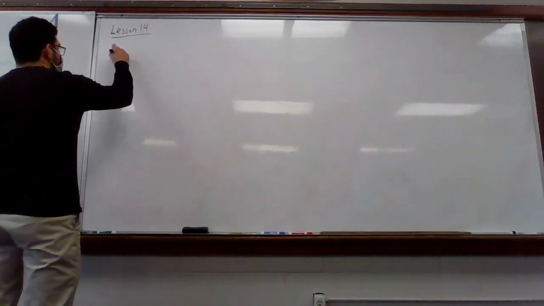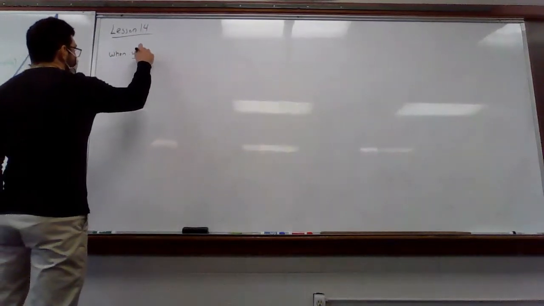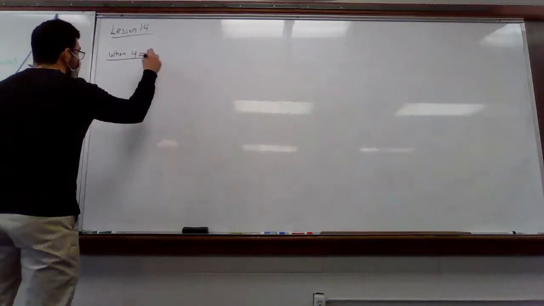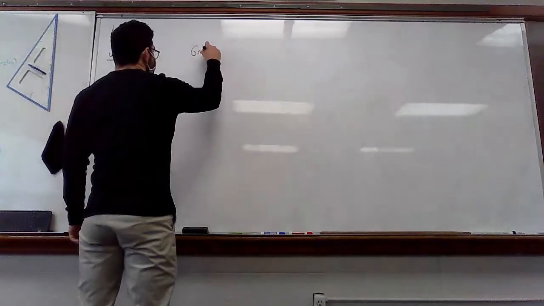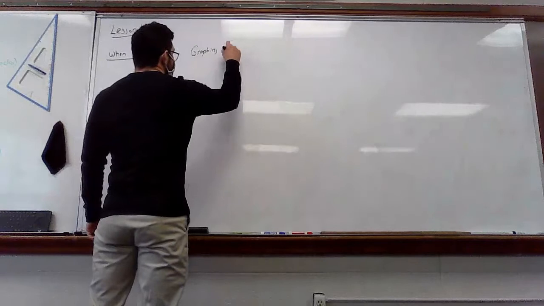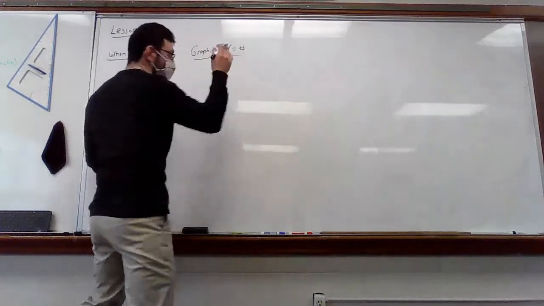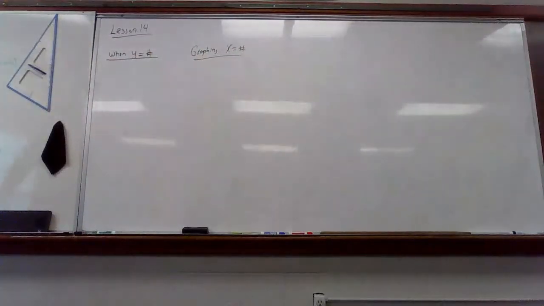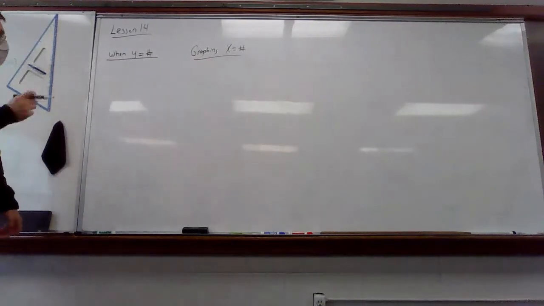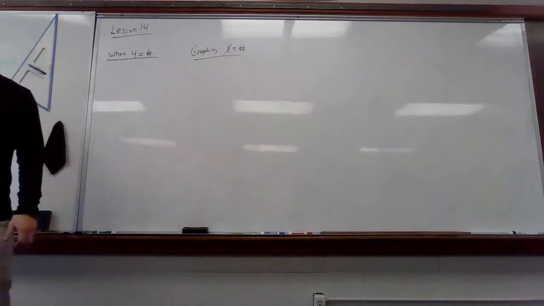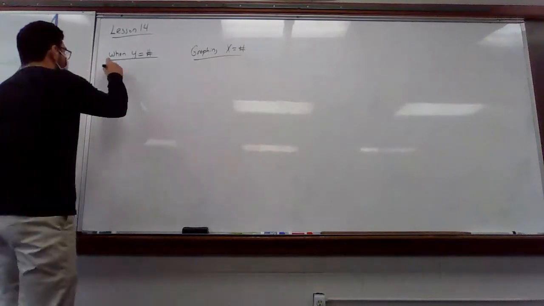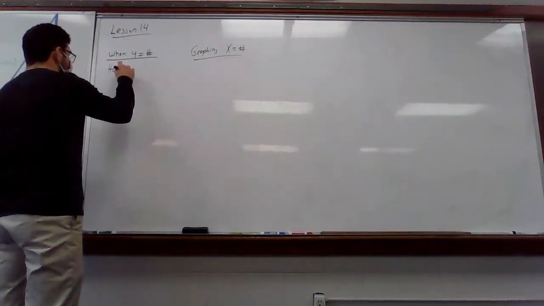When y equals a number and graphing x equals a number. And you can put those right next to each other. So when y equals a number and when x equals a number. When y equals a number, it will be a horizontal line.